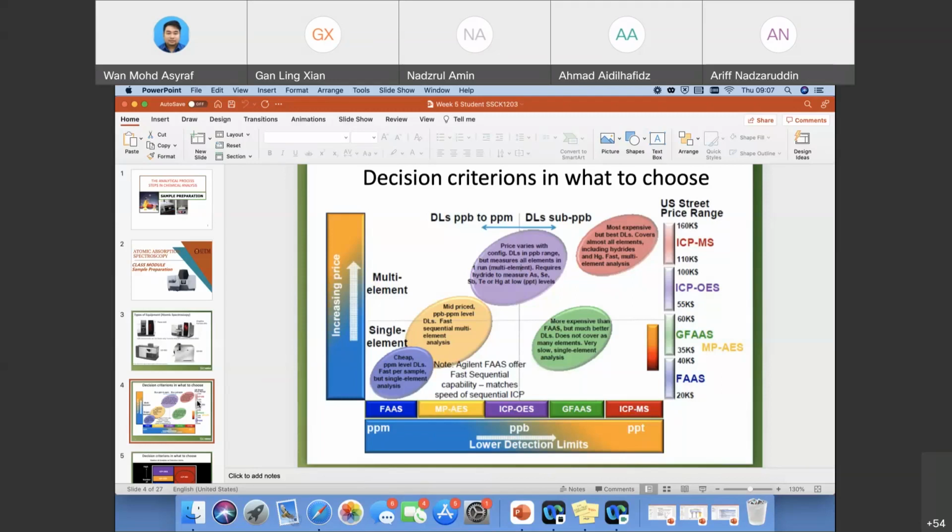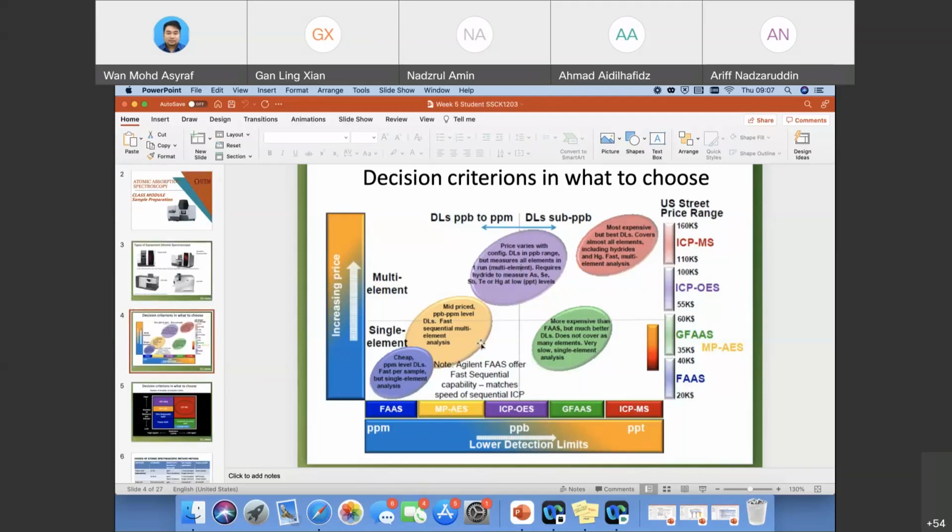These are the criteria which are good for you to know and think about. For example, if you want to analyze multi-element analytes, which instrument should you go to?